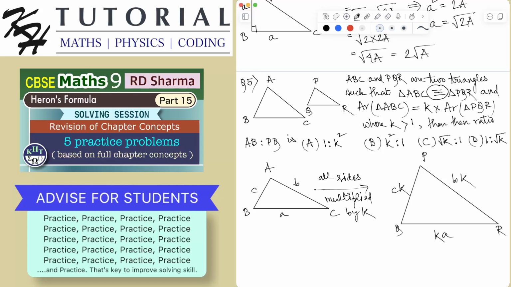Now let's say the area of the triangle ABC is A, then what will be the area of the triangle PQR? You must know this concept that the area of the triangle PQR will be equal to k square A, where capital A is the area of the triangle ABC. So when you multiply the length of all the sides of a triangle by some non-zero constant k, then the area of the new triangle formed is k squared times the area of the original triangle.